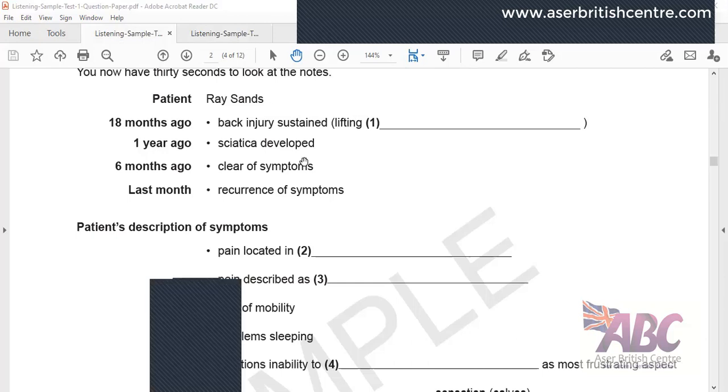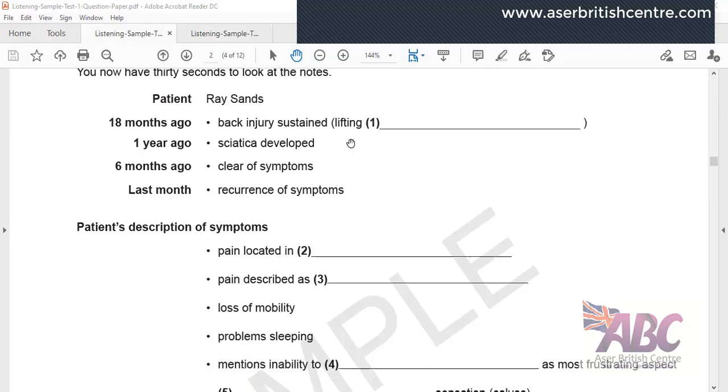Suitcase. Lifting suitcase. A suitcase or a heavy suitcase or a case. Okay. As you can see here, we have connected information, 18 months ago, as he said on the audio.